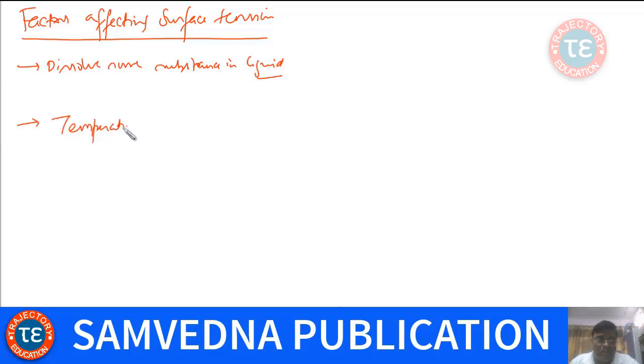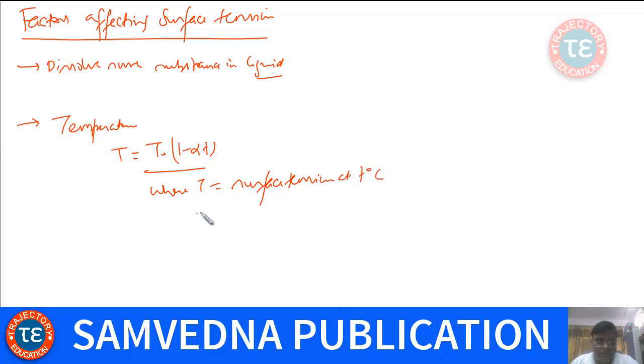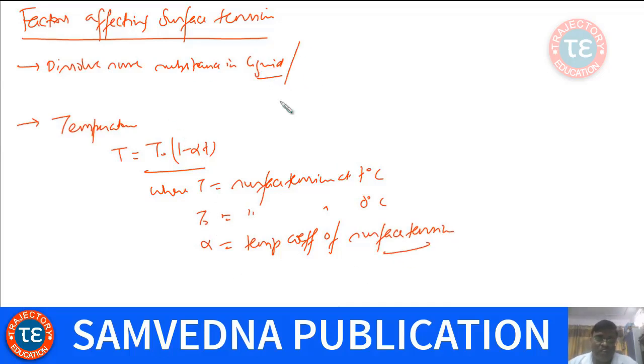Similarly, surface tension has a dependence on temperature also. Surface tension decreases as the temperature rises. You can say T is T naught (1 minus alpha t), where T is the surface tension at t degree centigrade, T naught is the surface tension at 0 degree centigrade, and alpha is the temperature coefficient of surface tension, right? So you have two things which are important, all right.